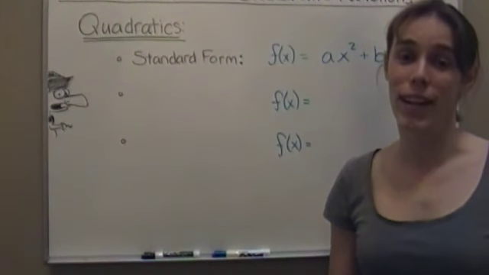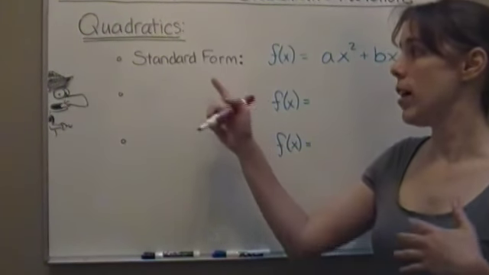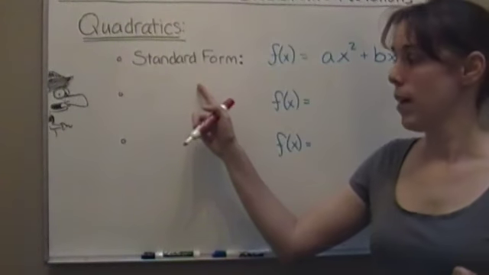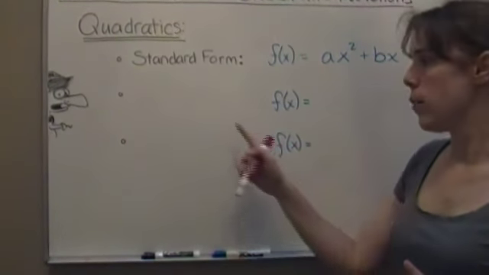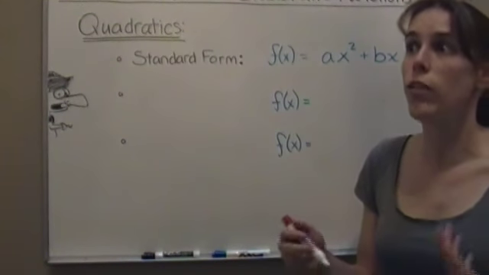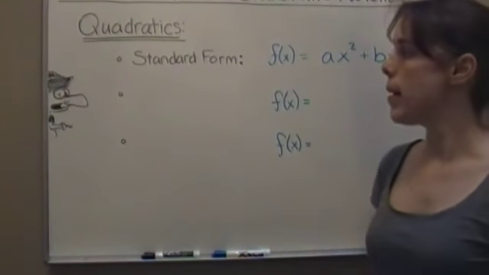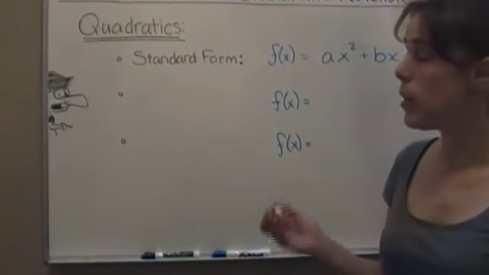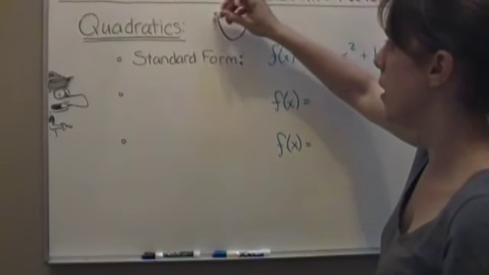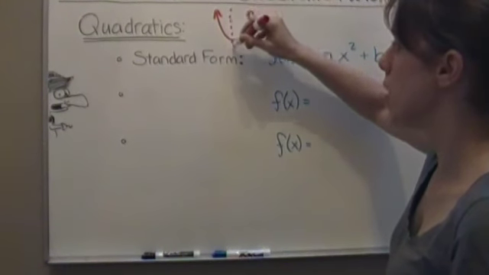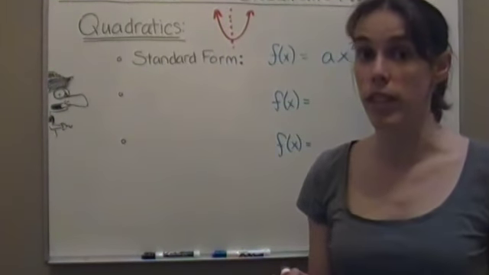All right, let's review quadratics again. So you've got standard form. That's the ax squared plus bx plus c. And there are two other forms that are generally considered more useful. But standard form is really common. And if you've got a parabola, it can help you find the axis of symmetry relatively easily.